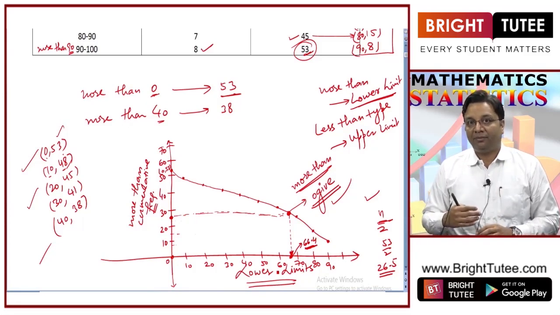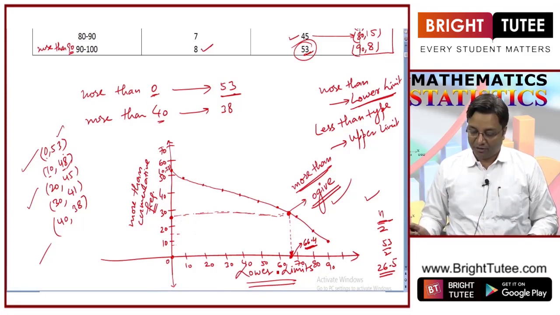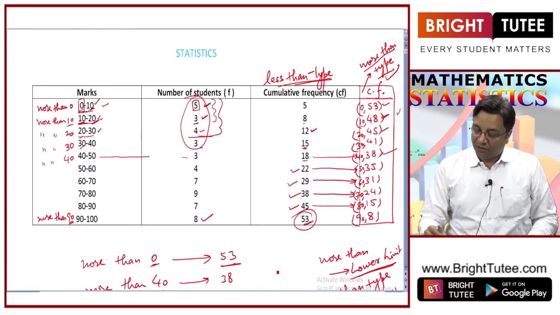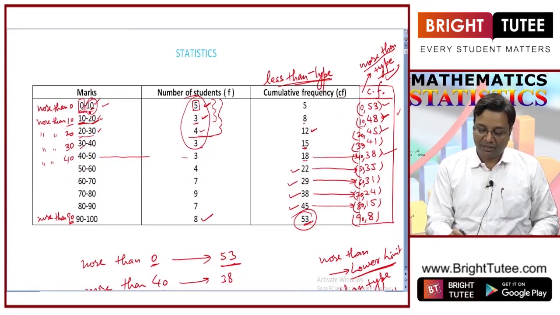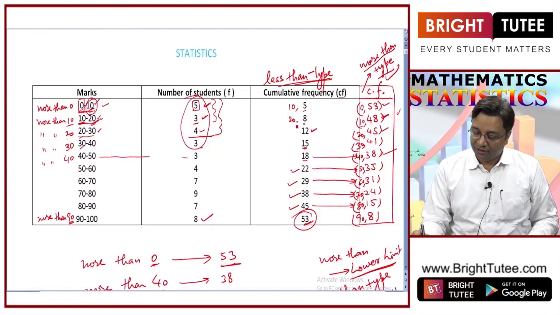The same thing will happen in case of less than ogive also. For less than ogive, what are the coordinates? We will use the upper limits now, because less than 10 is 5, less than 20 is 8. So, this is 10, 5, 20, 8, 30, 12, 40, 15, 50, 18, 60, 22, right?